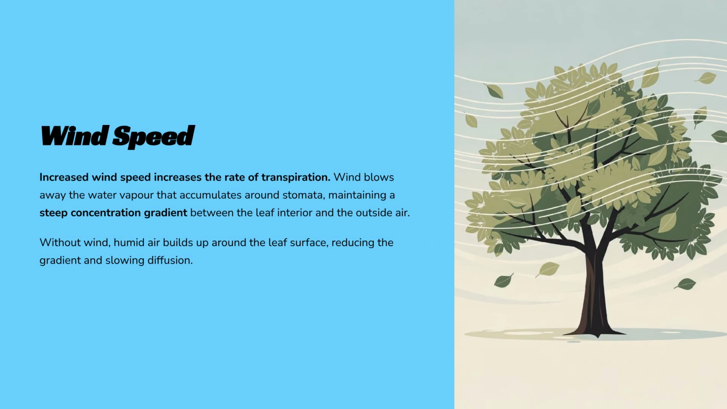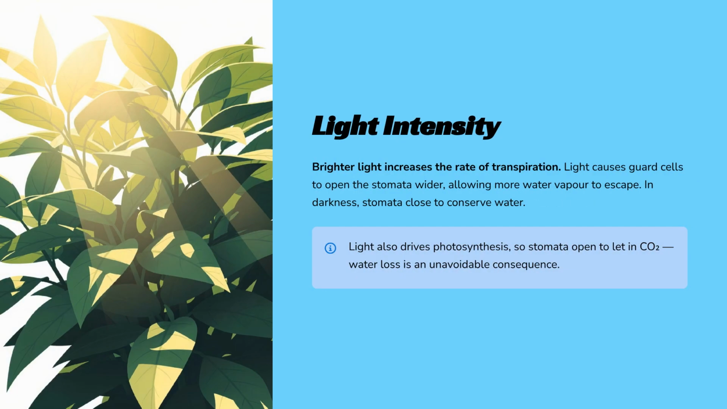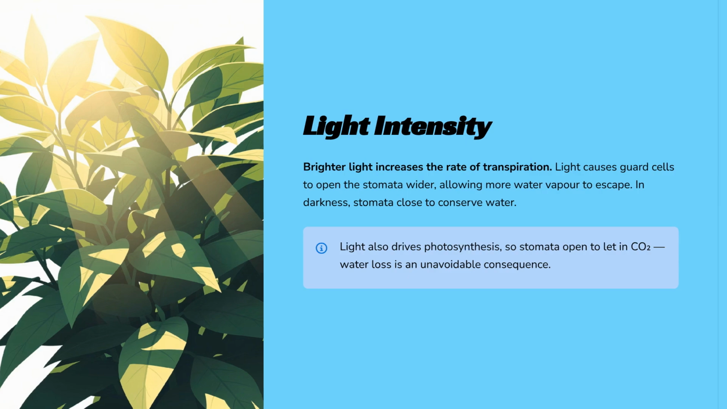Increased wind speed also increases the rate of transpiration by blowing away water vapor around the stomata. This maintains a steep concentration gradient between the leaf interior and the outside air. Without wind, humid air slows diffusion. Brighter light increases the rate of transpiration because it causes guard cells to open the stomata wider, allowing more water vapor to escape. In darkness, stomata close to conserve water.